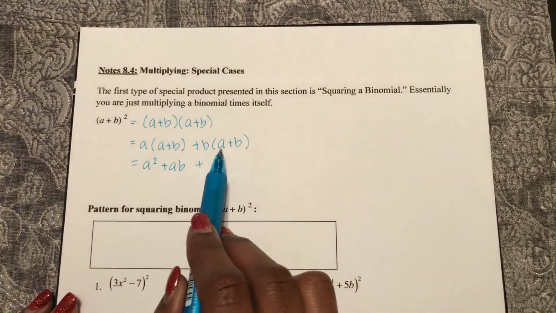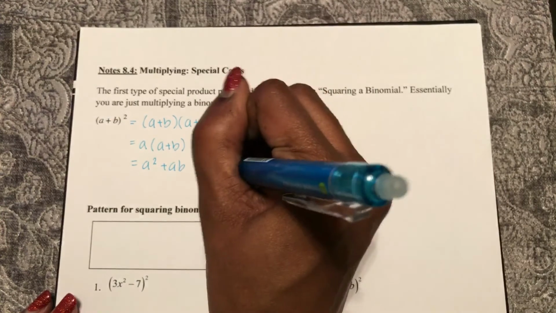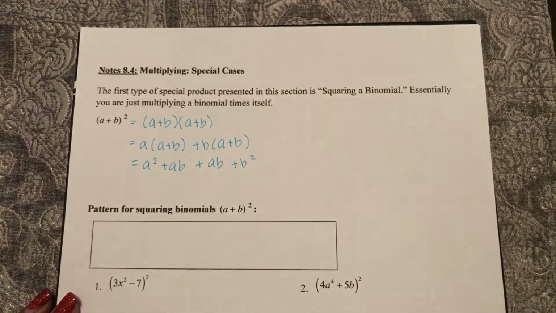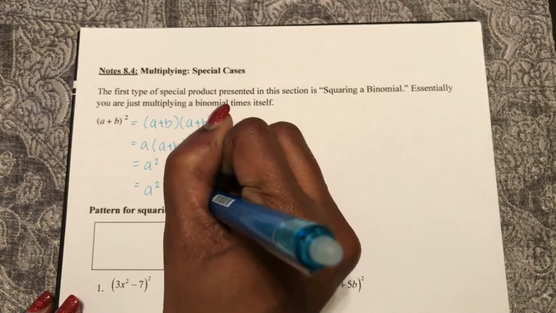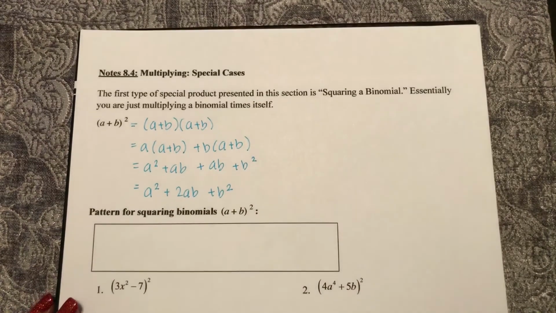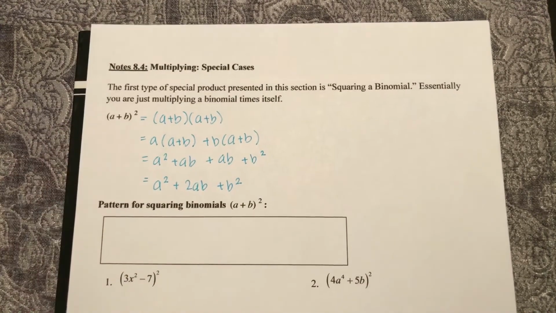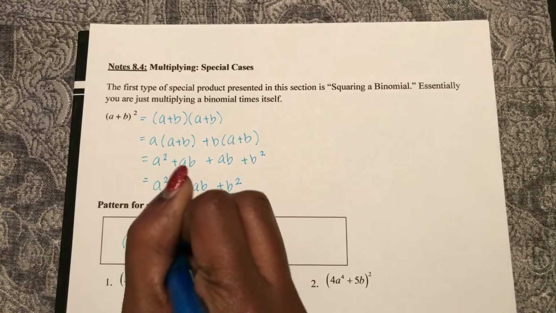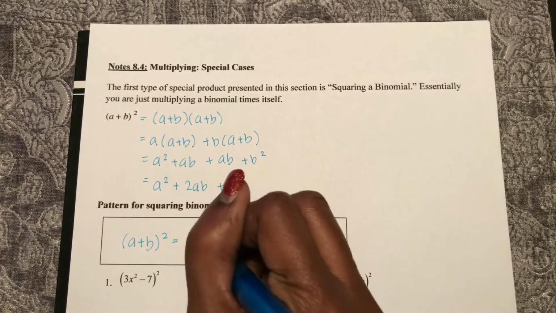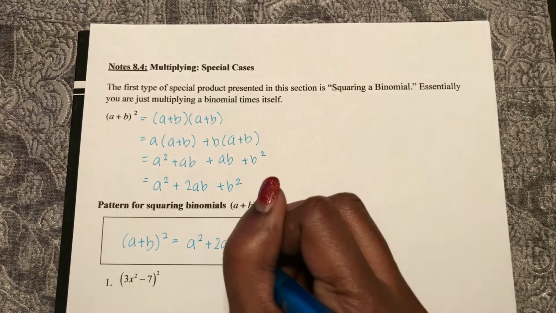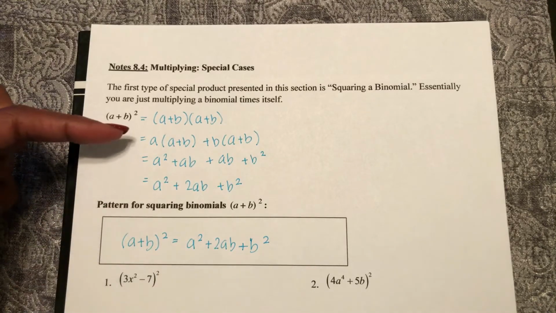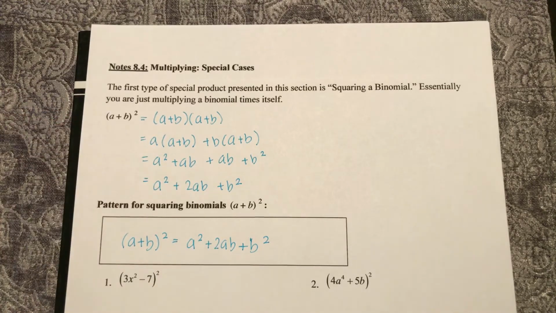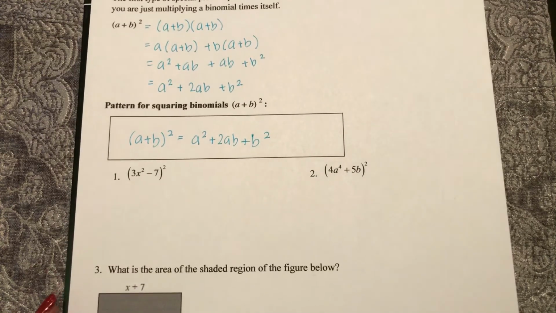A squared plus ab plus, now b times a, if I write that in alphabetical order, is ab, plus b squared. And so, if I combine like terms, a squared plus 2ab plus b squared. So anytime you're squaring a binomial, a plus b squared is always going to be a squared plus 2 times a times b plus b squared. So if you remember this pattern, you don't have to show the steps in between. So let's see a couple examples below.